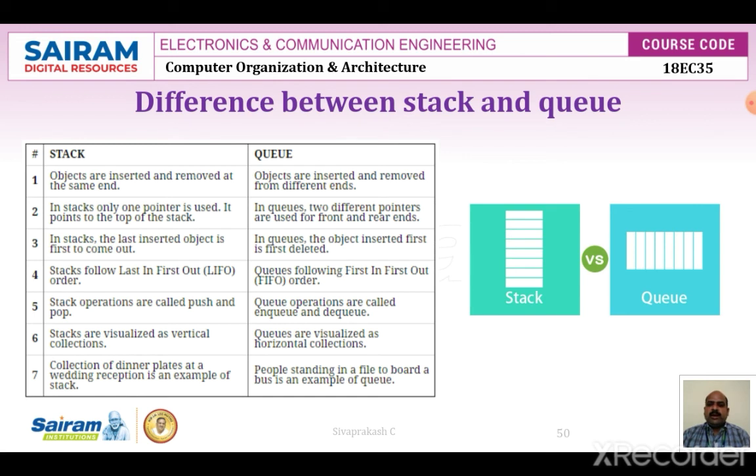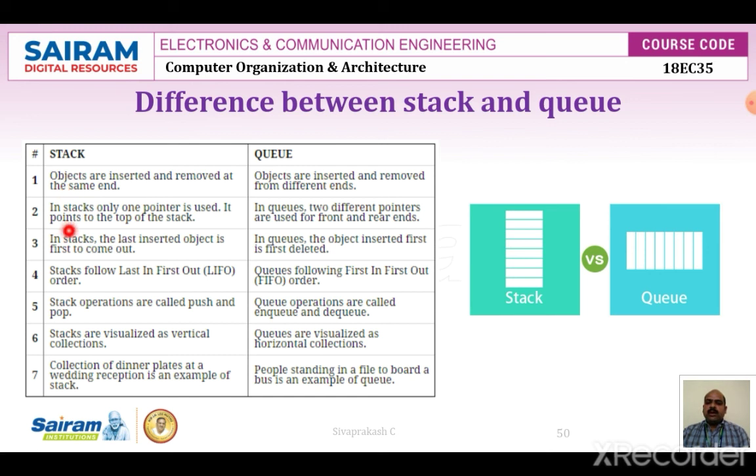Let's see the difference between stack and queue. Stack is going to be from top to bottom or bottom to top, whereas queue is from left to right operation. This is a basic difference between stack and queue. Generally, objects are inserted and removed at the same end in the stack, whereas objects are inserted and removed from different ends in the queue.